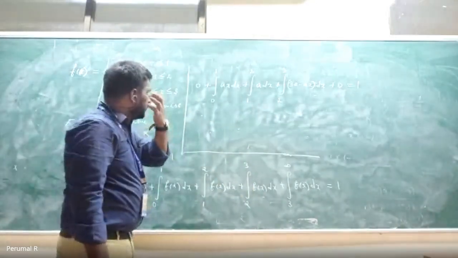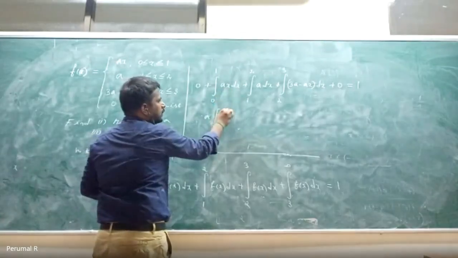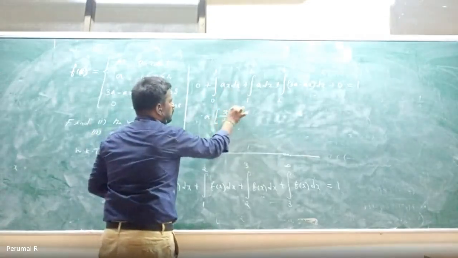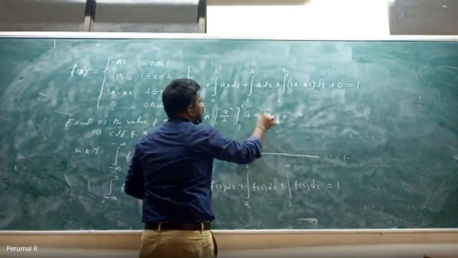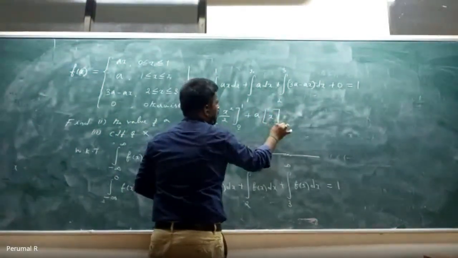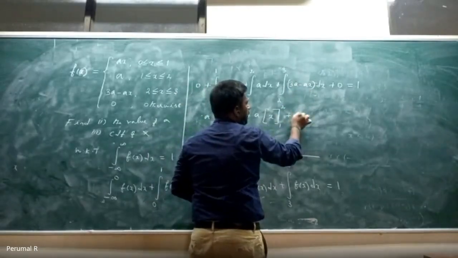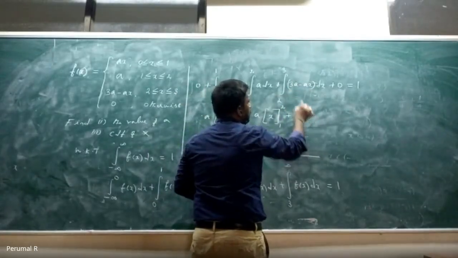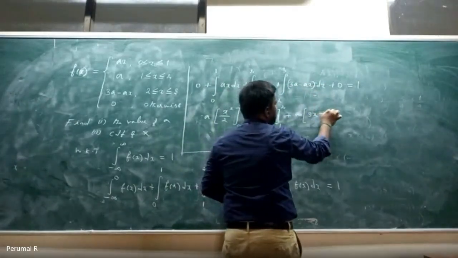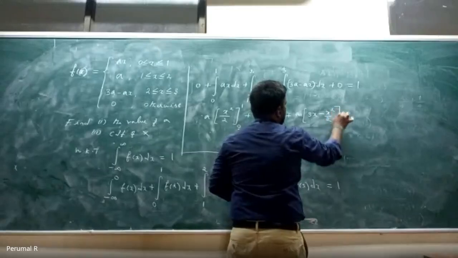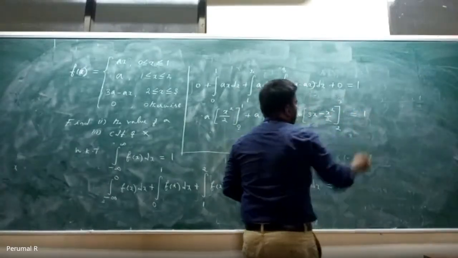Now we have to integrate the function here. a is a constant. Here the integration of x is x squared by 2, limit from 0 to 1. Here a is constant, the integration of dx is x, limit from 1 to 2. Here, both terms involve the constant a, which you take outside the integration. Remaining: 3 into dx gives 3x, minus x into dx gives minus x squared by 2, limit from 2 to 3, that is equal to 1.